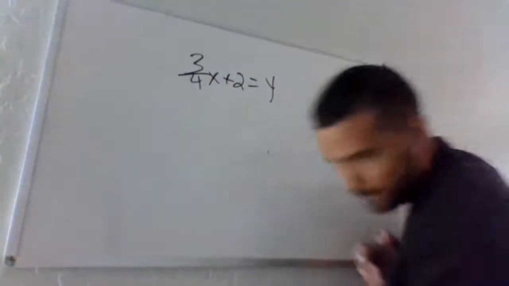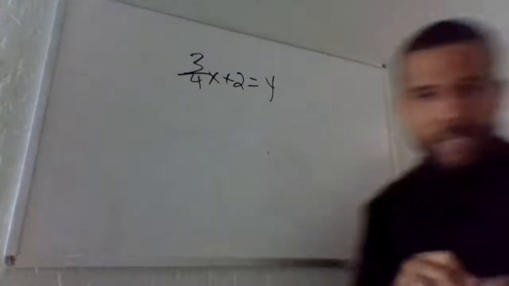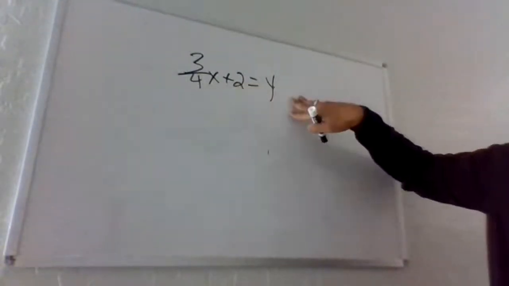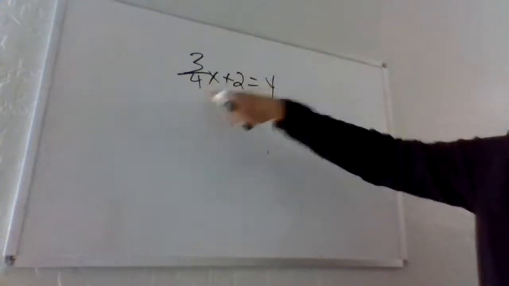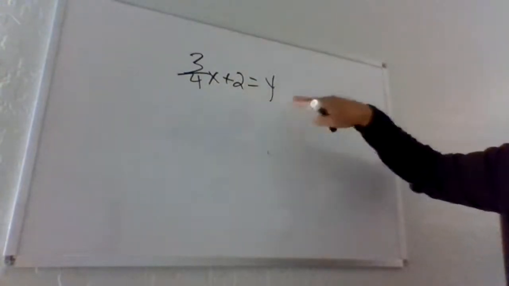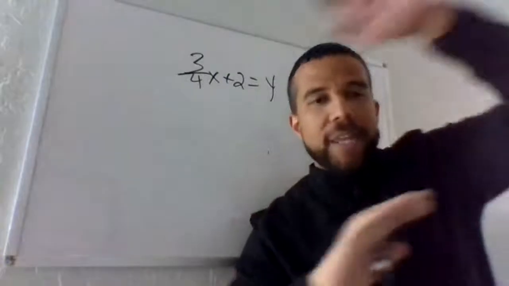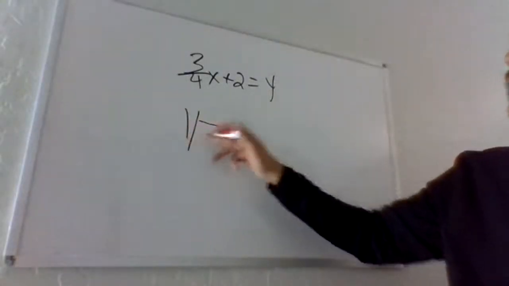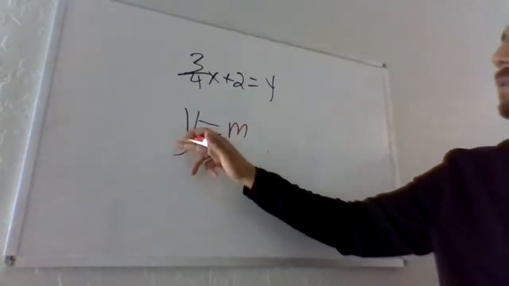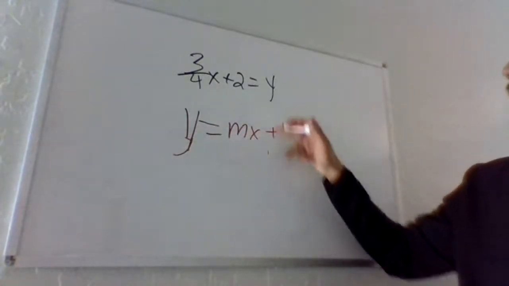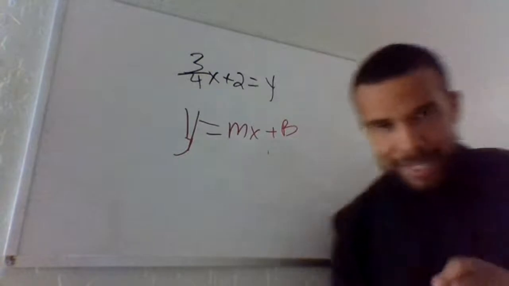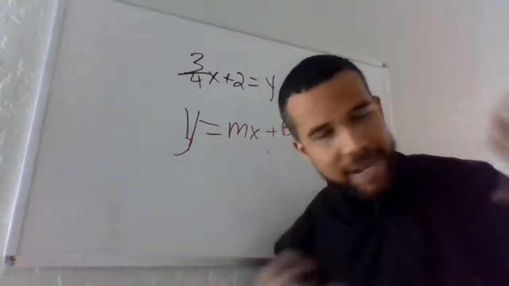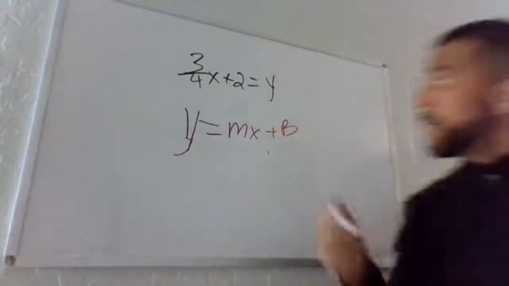Okay. So I'm going to give you a simple rule. Anytime it's not in the right order, right? Like here we have 3/4 x plus 2 equals y. We need to switch everything around so that it goes back to the form of y equals mx plus b. I'm going to give you a little math trick. Okay. And there's a lot of logical reasoning and numeracy behind this, but we don't have time for that.